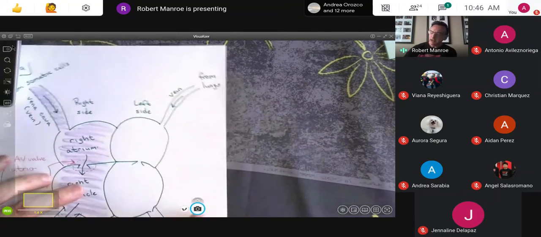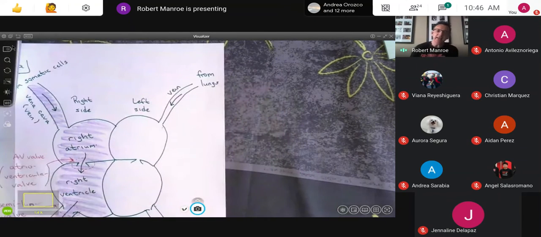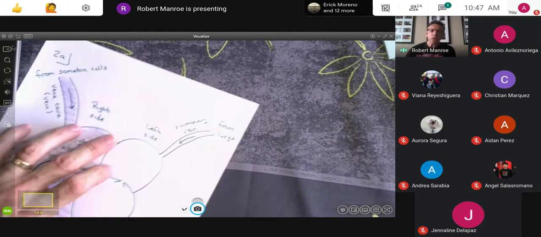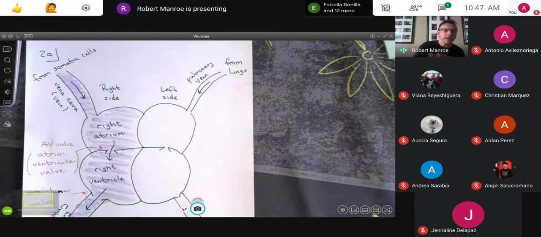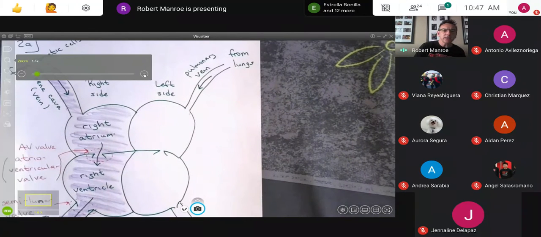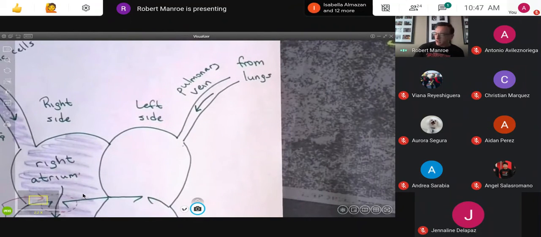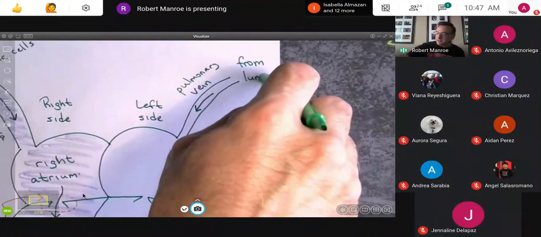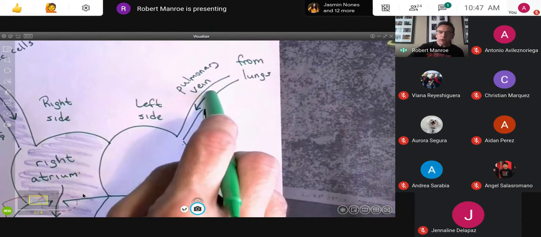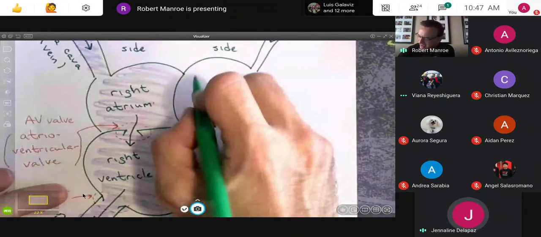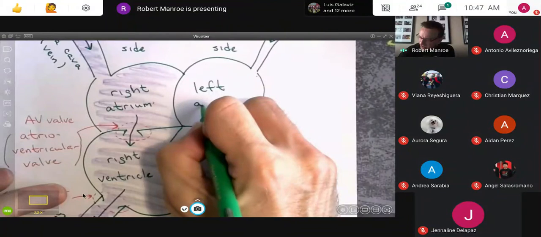This blood vessel is bringing blood from the lungs, so which vein is that? It's the pulmonary vein. Again, understand why that's called the pulmonary vein. It's called the pulmonary vein because it's coming back from the lungs, and it's a vein because the blood is going to the heart. All right. So oxygen-rich blood comes from the lungs through the pulmonary vein and enters the what? Left atrium. Nice. The left atrium.